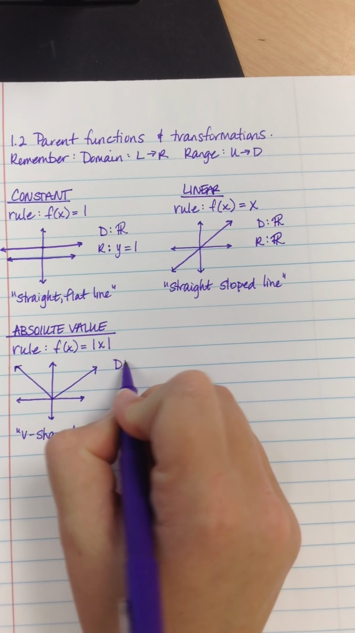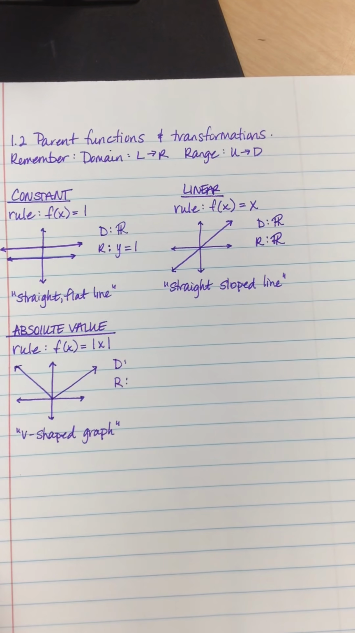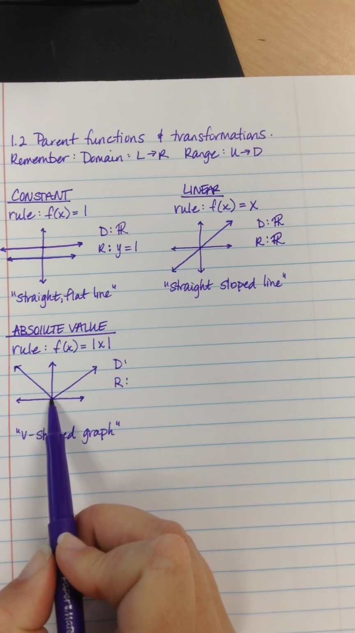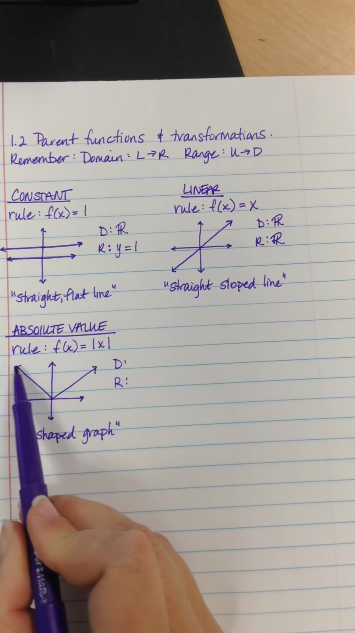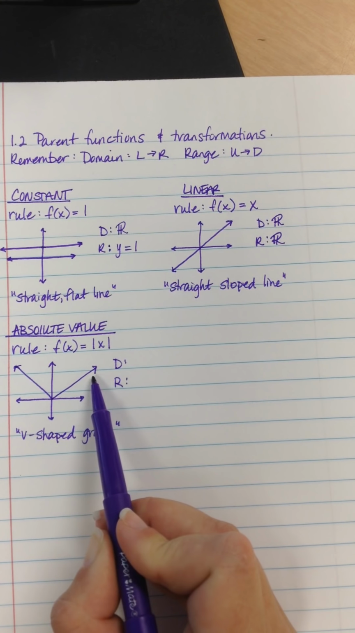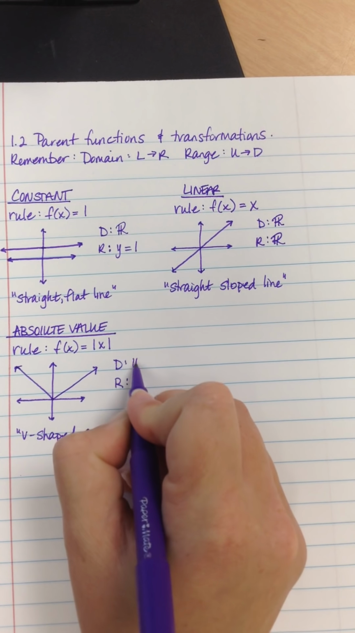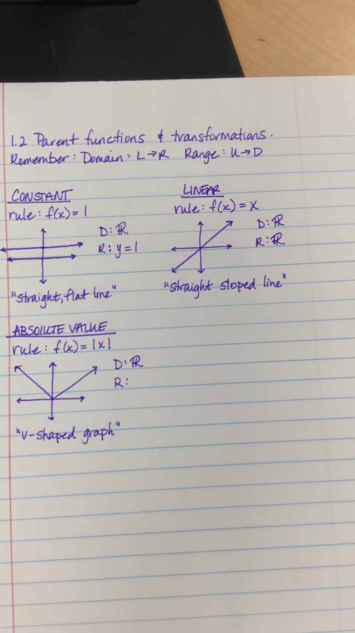Again, we want to identify the domain and the range. So again, domain, we are looking left and right. If you follow this graph, it goes left forever. You can also follow it right forever. So your domain, again, is all real numbers.